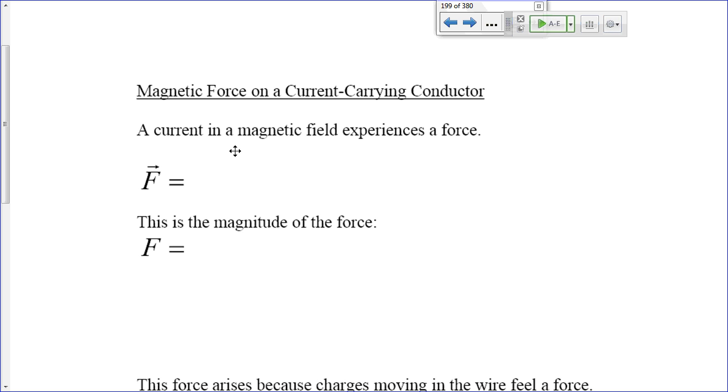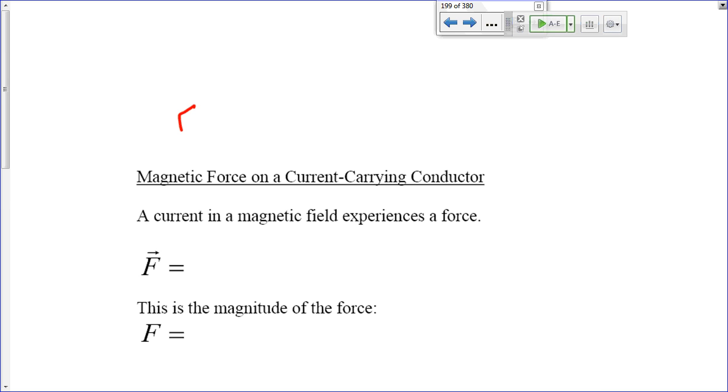Okay, so this is a force, previously F equals QV cross B. This is the force on a charged particle out in free space that's going through a magnetic field. But you can imagine that if I have a charged particle within a wire, confined to a wire, that it would feel a similar force if it were moving through a magnetic field.